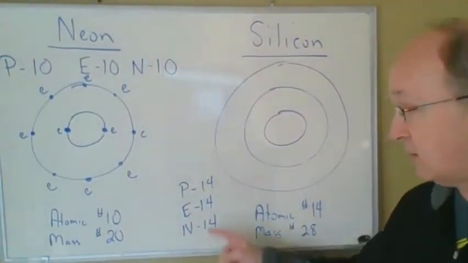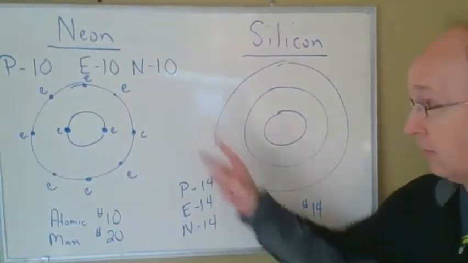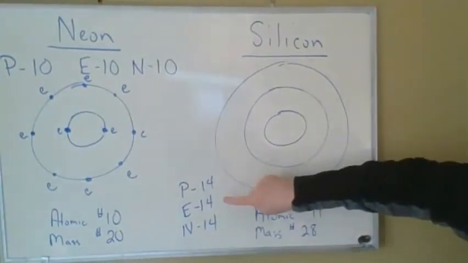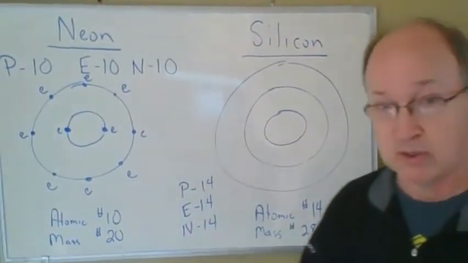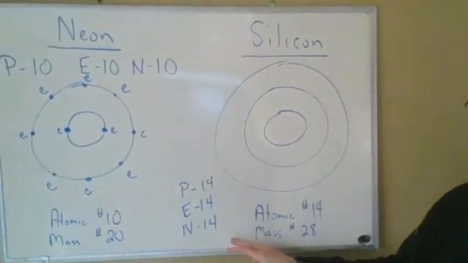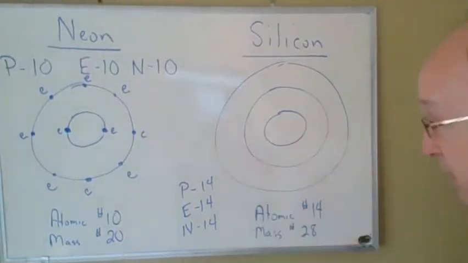Do the number of neutrons always equal the number of protons? No. They happen to in these two examples, but they do not always. The number of electrons always equals the number of protons in a neutral atom. But that is not true for neutrons. It depends on the isotope that you're working with. But in these two cases, it has, so that's fine.